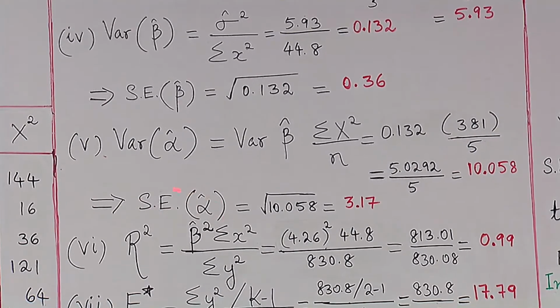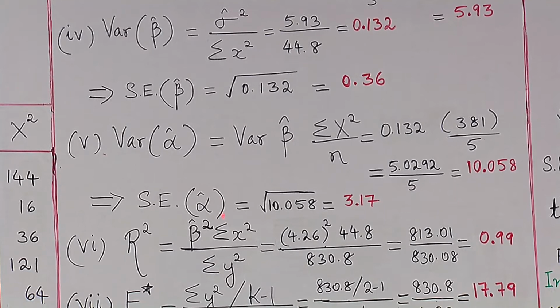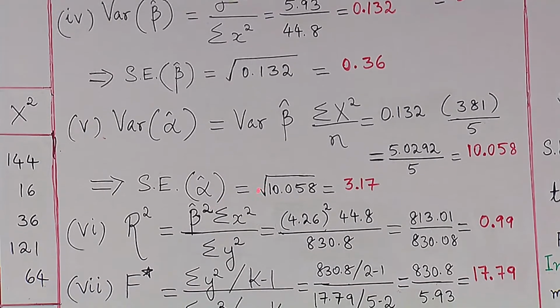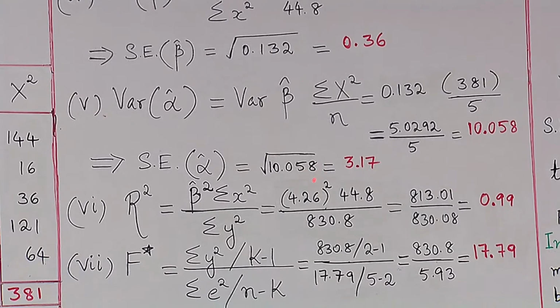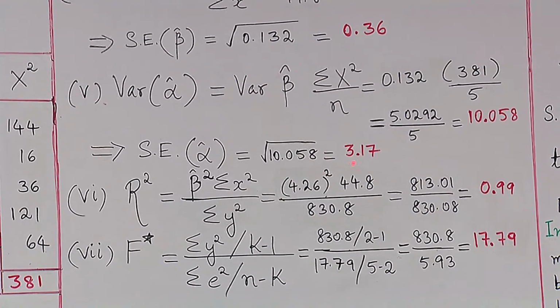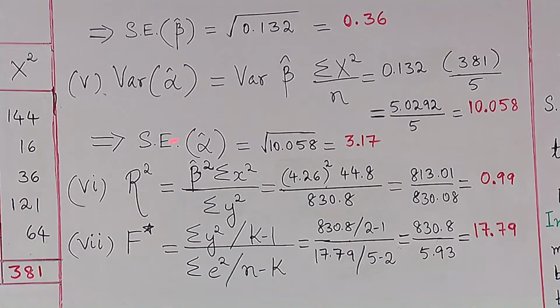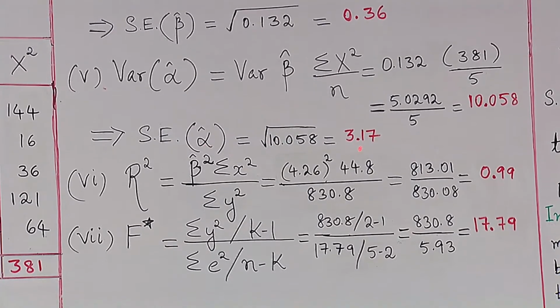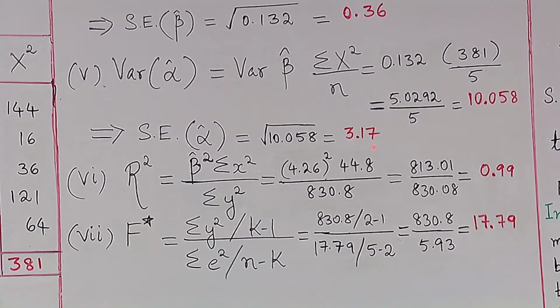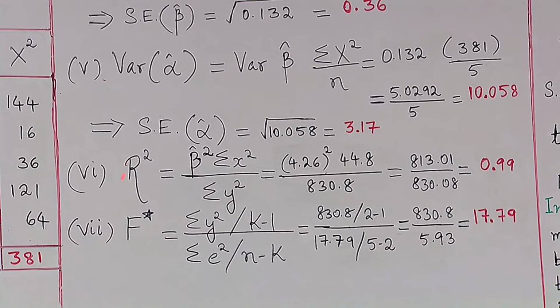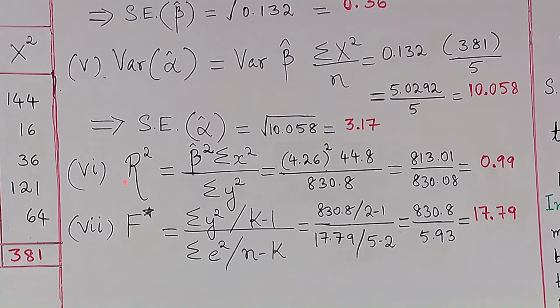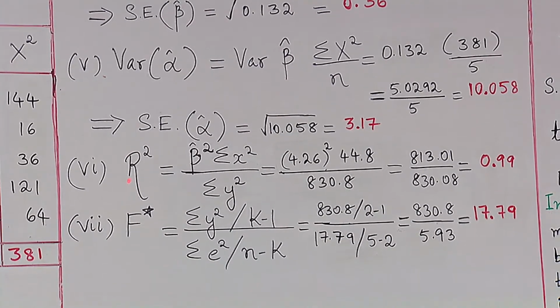Now, how to calculate standard error of alpha hat? Just as we did for beta hat, we find the root of 10.058 and get the answer 3.17. So, the standard error of alpha hat computed is 3.17. A very important estimate that we are going to do next is R square, also called the goodness of fit.